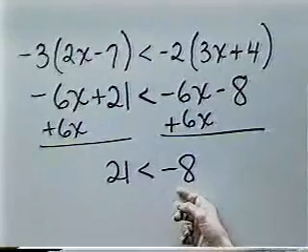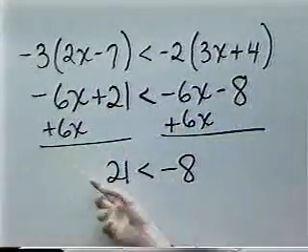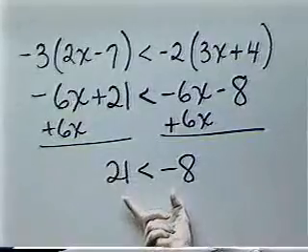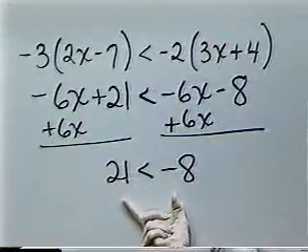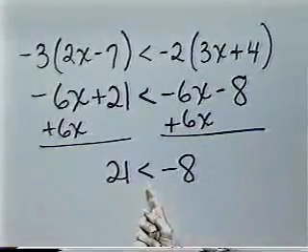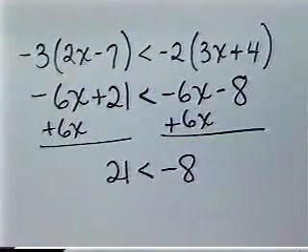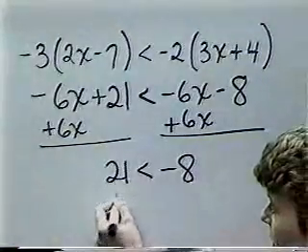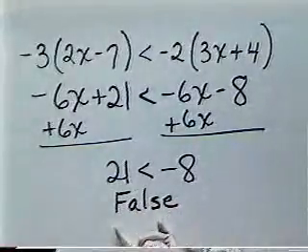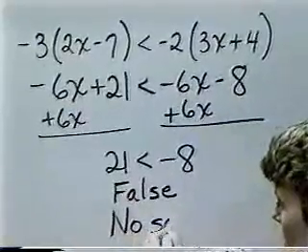Notice something different happened here. It just so happened that all of our variable terms disappeared, and we ended up with a true or false inequality. Well, my inequality reads 21 is less than negative 8. Is that true or false? 21 is not less than negative 8. That is a false statement, which means this inequality has no solution.